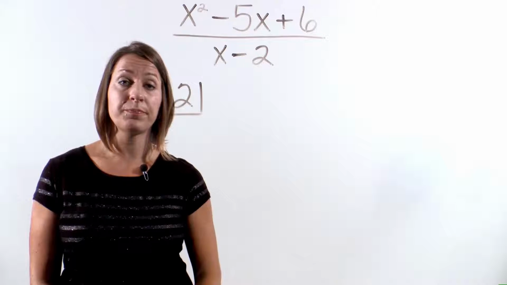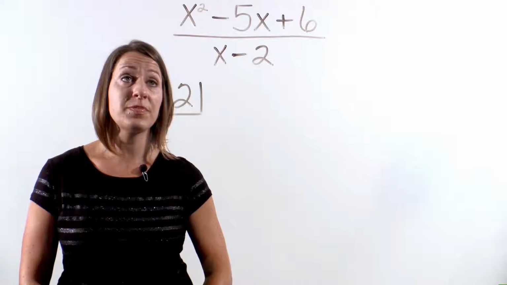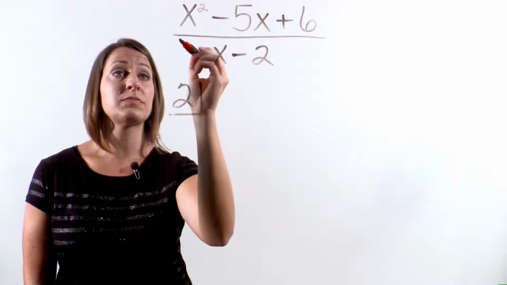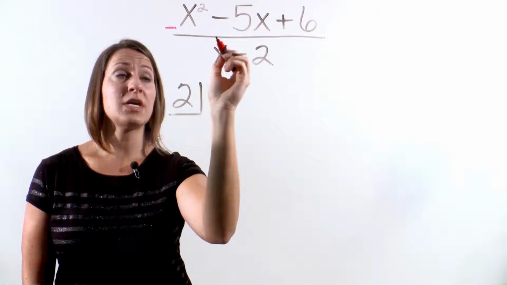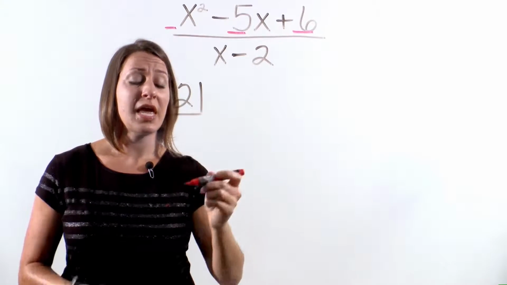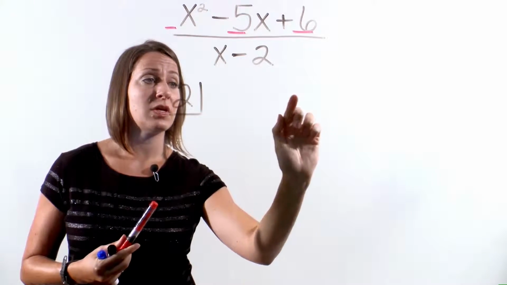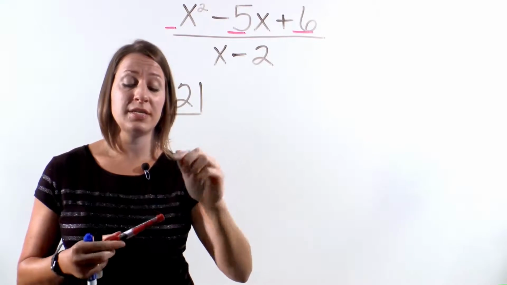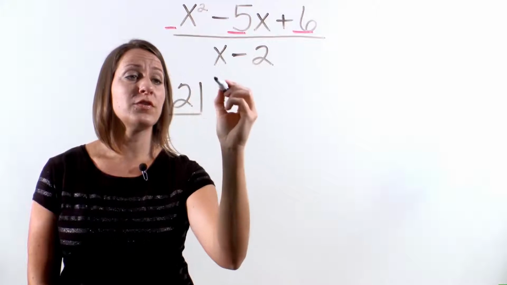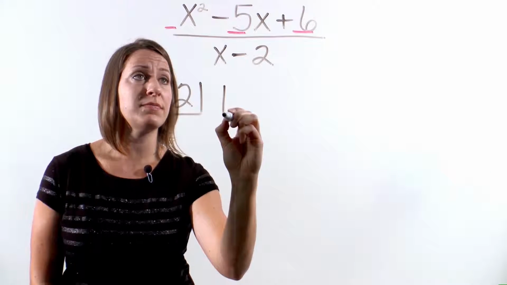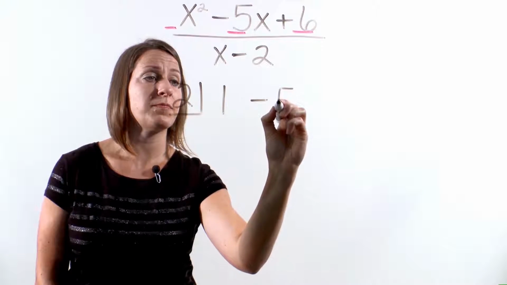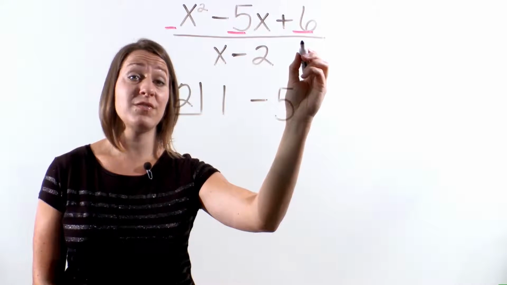in our corner. The next step is to take each of the coefficients in the top of the fraction, and we're going to list them in this horizontal line next to our corner. Our first coefficient is a positive 1, then we have a negative 5, and we have a positive 6.